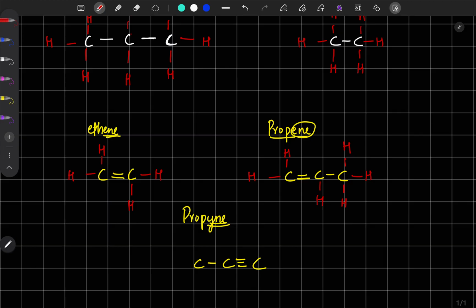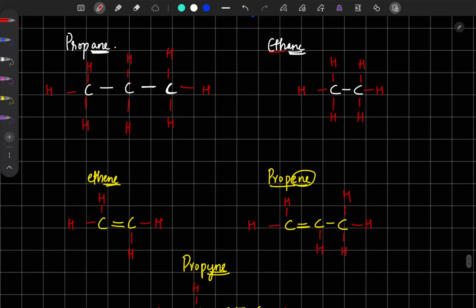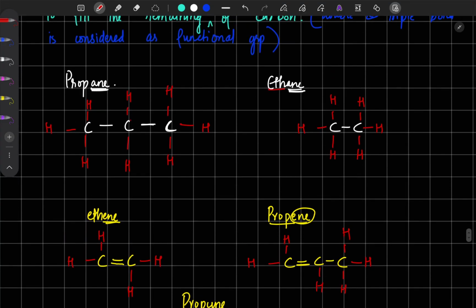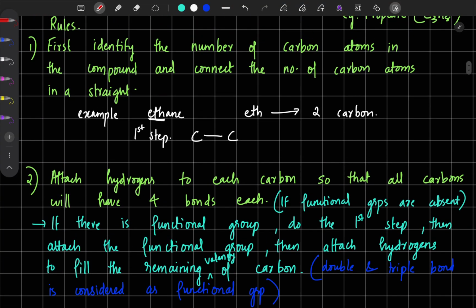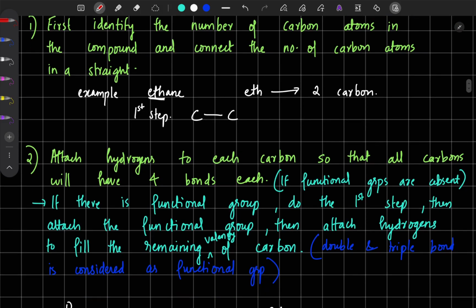Now you can fill the hydrogens. Attach one hydrogen here. This center carbon already has 4 bonds, so we don't want to attach hydrogens there. But this carbon has only 1 bond, so we'll attach 3 hydrogens there. Easy, right? So we got the structure of propyne. Okay, is there any more challenging example? It's almost easy. It's easy to draw the structure. Just write down these 2 rules. Then it will be easy for you.